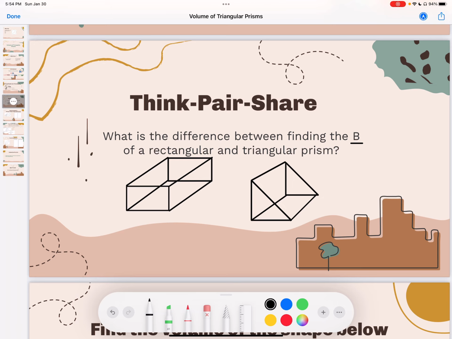So for our think, pair, share, what is the difference between finding the area of the base, or that big B, for a rectangular and a triangular prism? Go ahead and take some time to think about it, then share with a shoulder partner, and then whenever you're ready, go ahead and continue with the video.